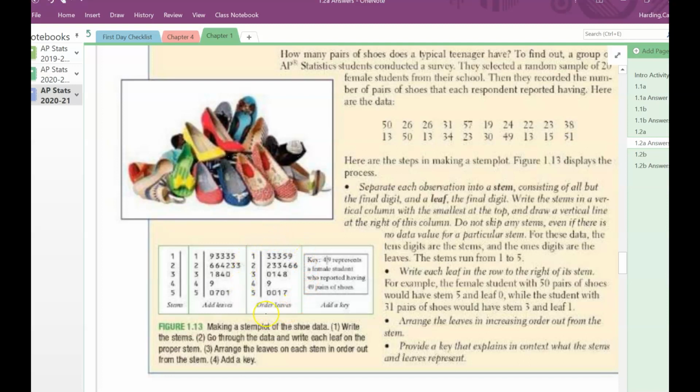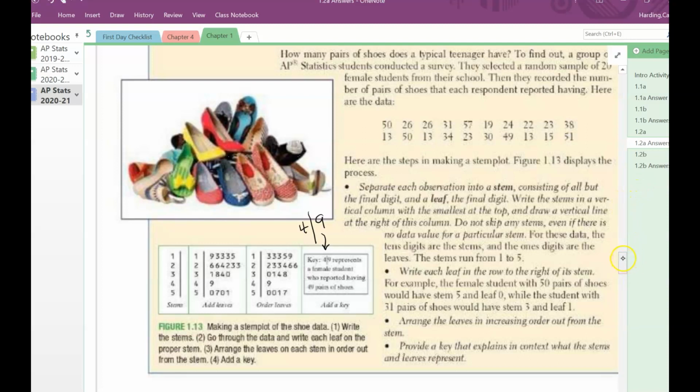So this here is the stem and leaf plot. And one thing that's really important is the key to a stem and leaf plot. I'm not sure how clear this is on your screen, but what this is saying here is that 4 and 9 represents the number 49. This is a stem and leaf plot.